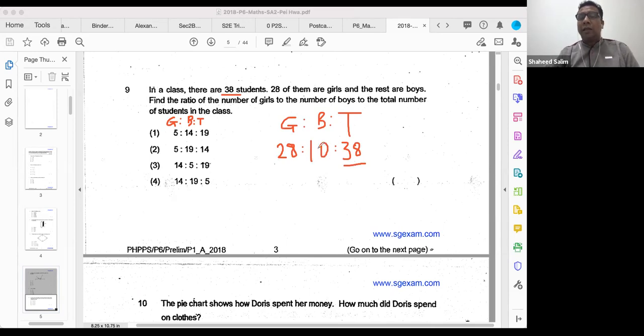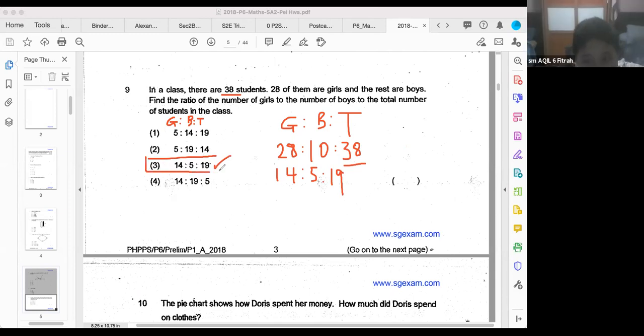So this is your answer, but the problem is you don't have this answer here. You must reduce. All of them can divide by 2. So I divide by 2, I get 14. I divide by 2, I get 5. I divide by 2, I get 19. And your answer is number 3, as Mr. Akil has highlighted the answer. So it's number 3.